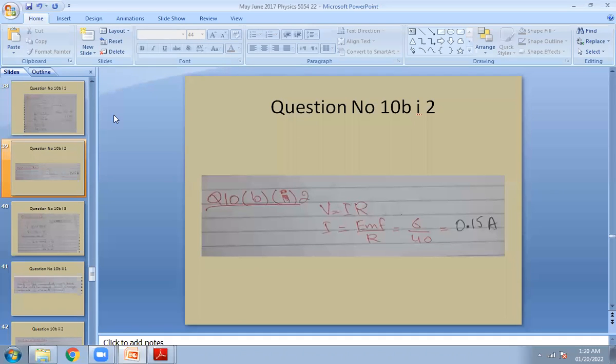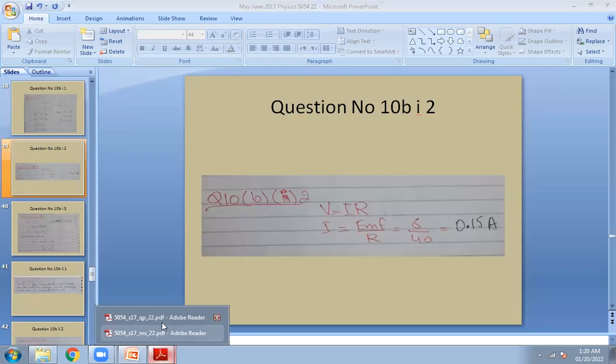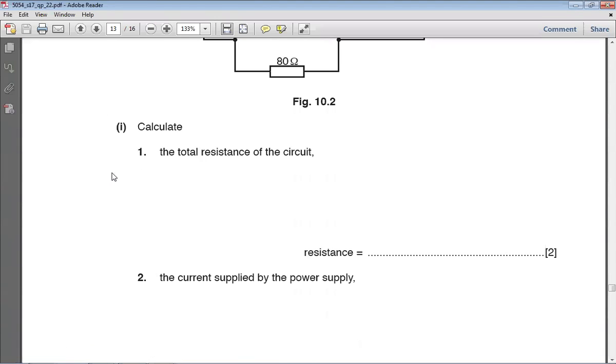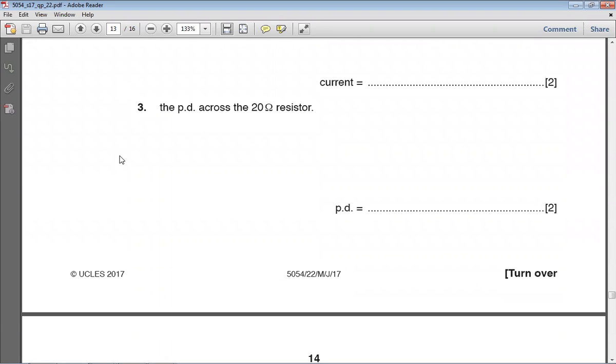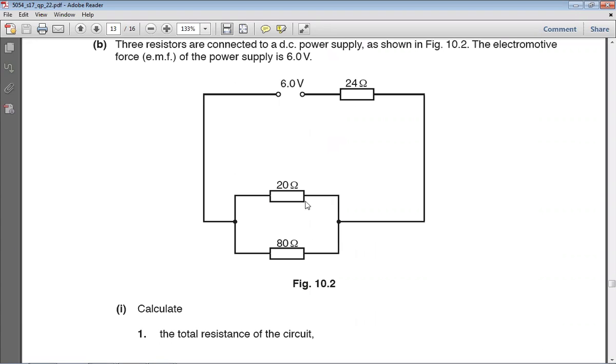Okay, so we will move to the next part. They say, the current supplied by the power supply, we are done with that. He says the potential difference across the 20 ohm resistor. So we want to find out how much is the voltage drop or potential difference here.